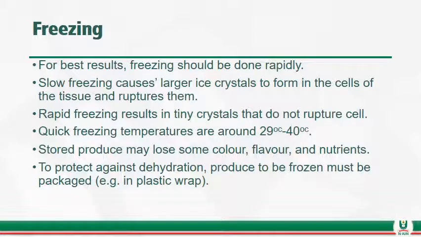For best results, your freezing should be done rapidly, because if you use the slow freezing method, you get larger ice crystals. What these crystals do is rupture the tissues and the cells, and then when the ice is off, the fruit collapses. Rapid freezing results in tiny crystals, and these do not rupture the cells. So you are quick freezing at temperatures of around minus 29 to 40 degrees Celsius.